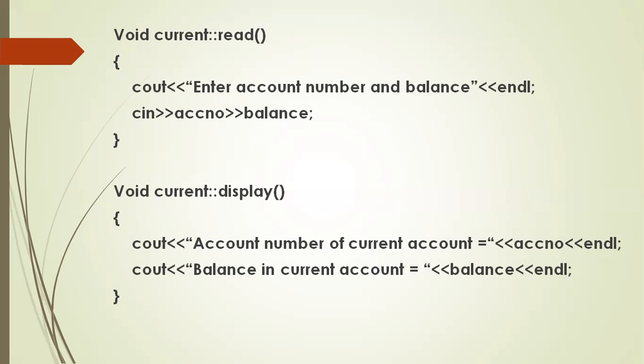Now we have defined the two member functions of the current class. But don't define the friend function total balance here itself. Let us go to the second class.